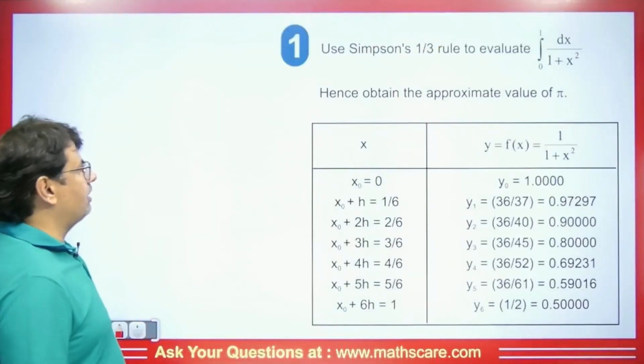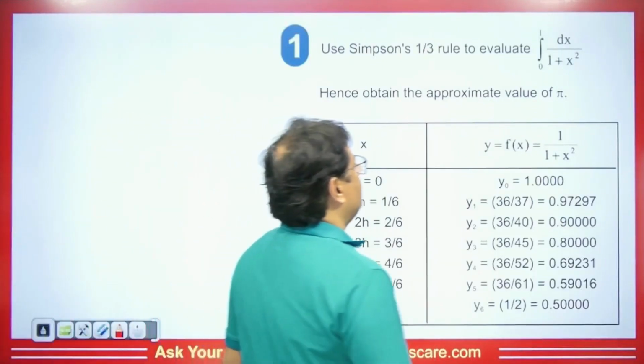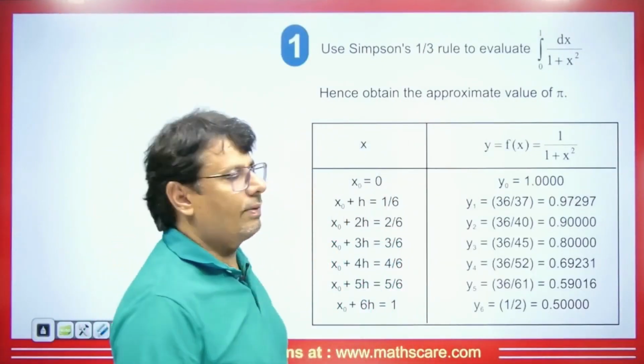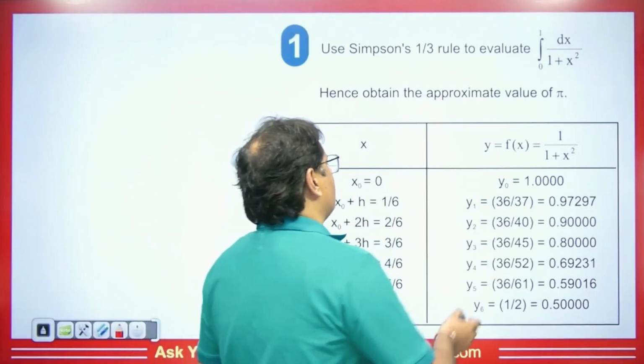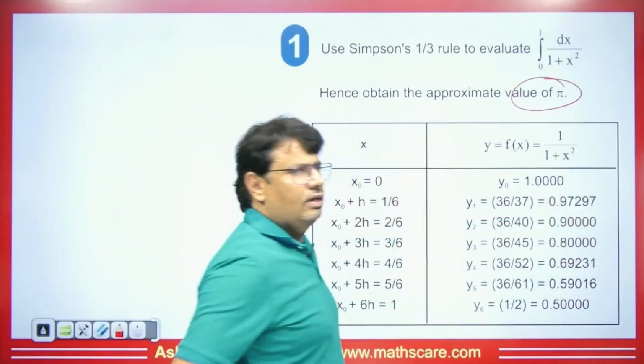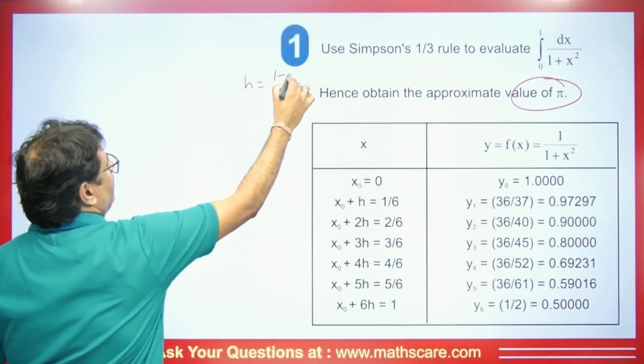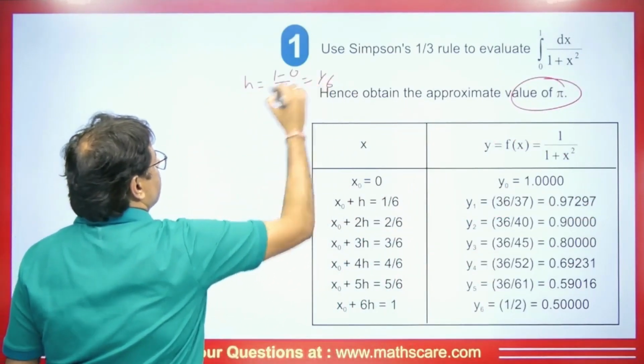Let's see the next question. This is the integral from 0 to 1 of dx by 1 plus x square. Again, nothing else is given here. What are we going to do? We will divide it into 6 intervals and we will find the value of pi. Then we will take h, which is equal to upper limit minus lower limit divided by 6. It will be 1 by 6.